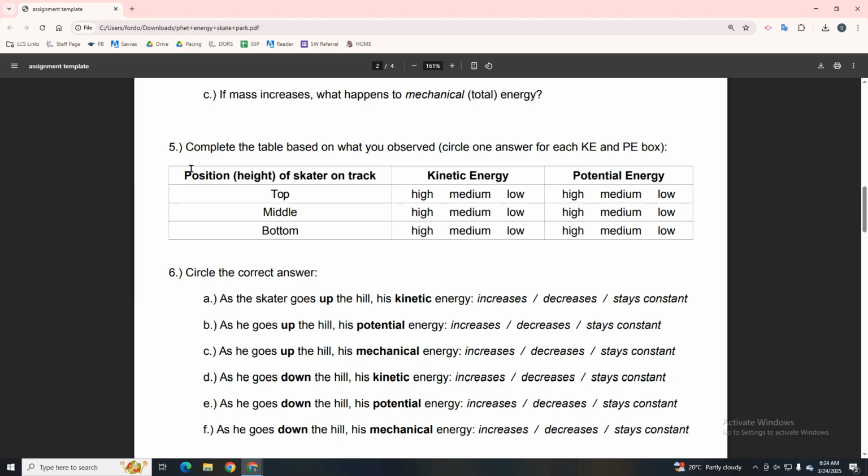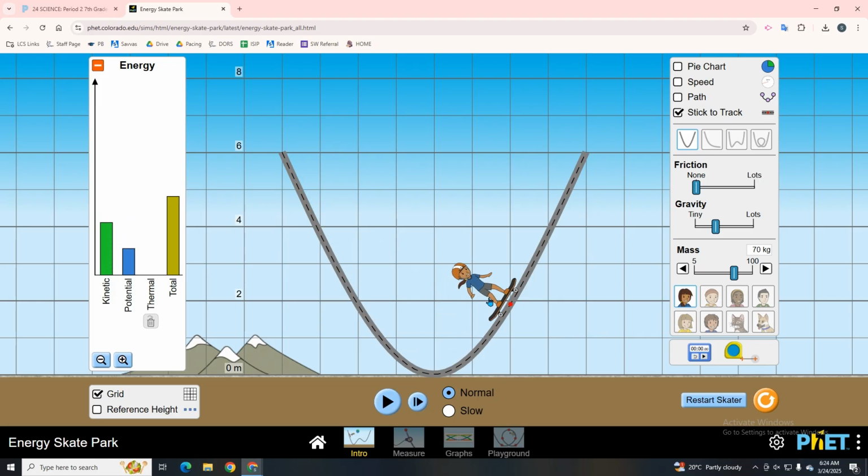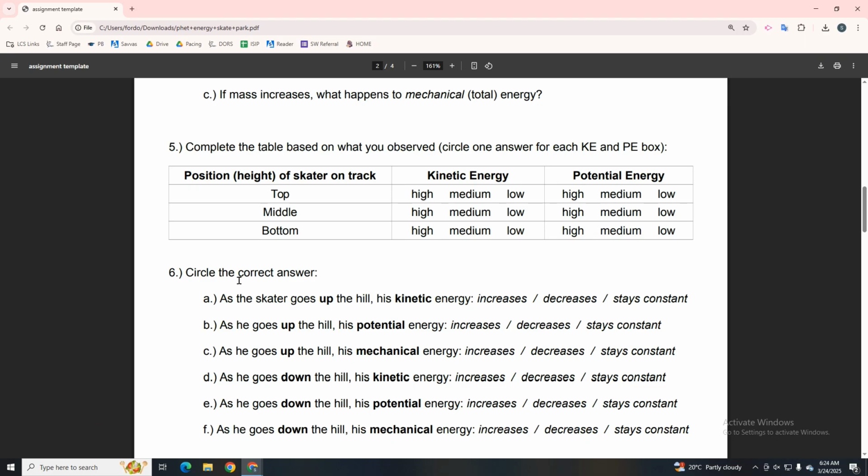Complete the table. At the position of the top, take your skater and put them at the top. What is the kinetic? Does it have high kinetic, low kinetic, or medium kinetic? And then also, does it have high potential, medium potential, or low potential?